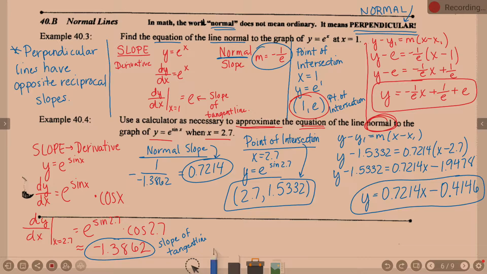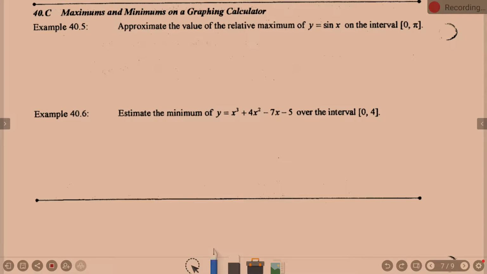You guys got your calculators out and about? Example 5. Approximate the value of the relative maximum of y equals sine x on the interval from 0 to pi. And notice the heading does say maximums and minimums on a graphing calculator. So this is a review.